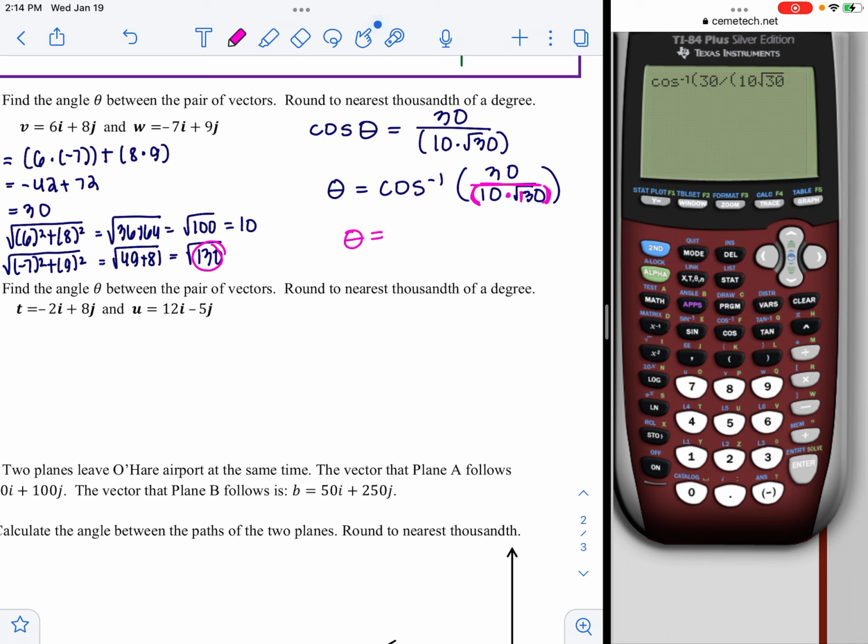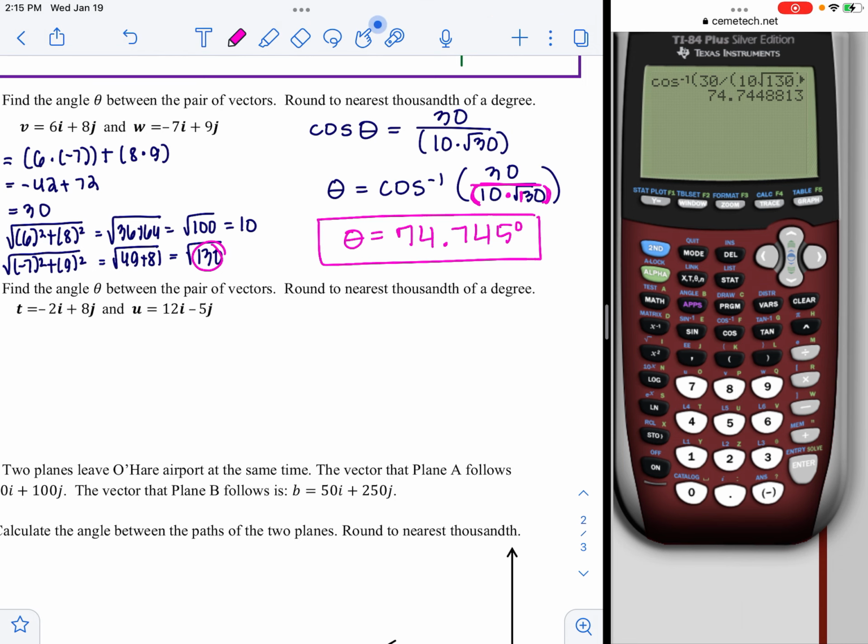Ooh, I knew that sounded weird when I said 30, because it was 130. So this was a 130. Let me go back in there and fix it. 130. And then get out of the square root, close the parentheses, hit enter. And I get 74.745 degrees. And there is the angle in between those two vectors.